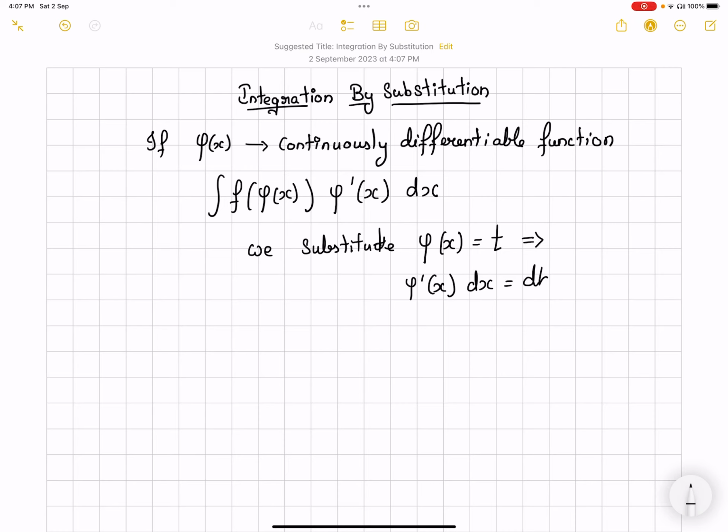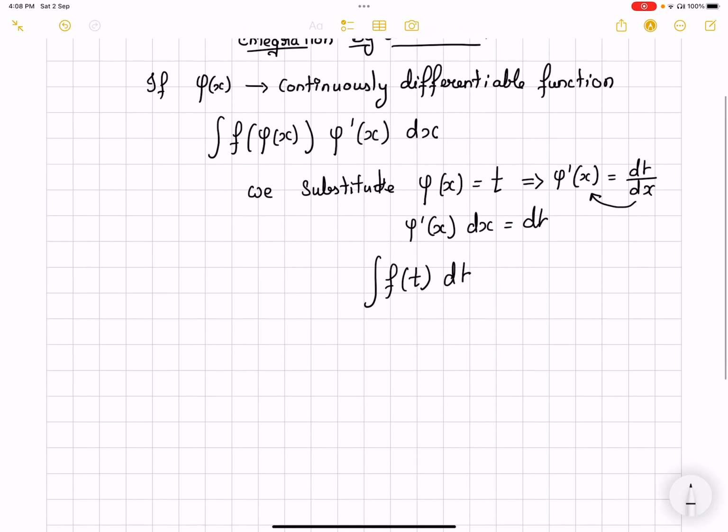If you are unable to understand this, when I differentiate phi of x with respect to x, I get phi dash of x, which means here you would have dt by dx. But what I need is dt, so the dx goes to the other side. So you get phi dash of x dx is equal to dt. And now your integration is reduced to the integral of f of t dt, which is again a standard form where I can go ahead and integrate. And later we substitute back the t value. That is what we do.